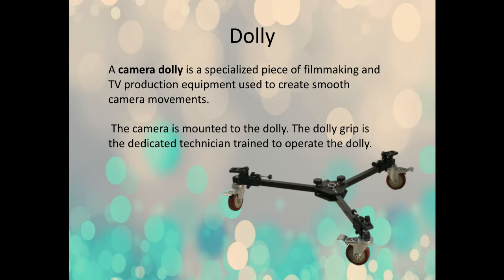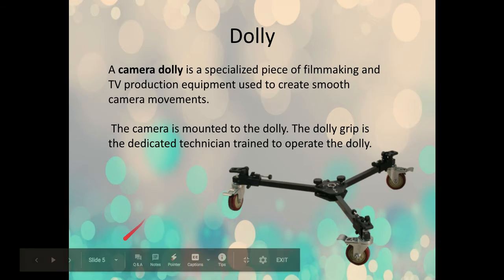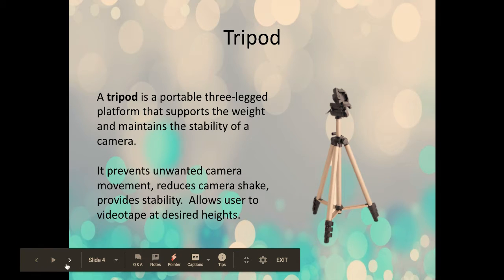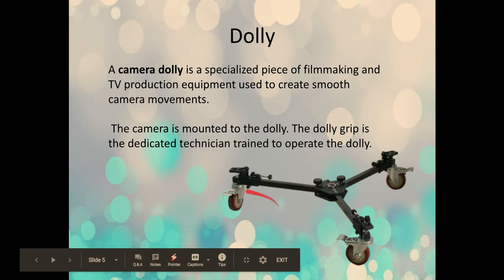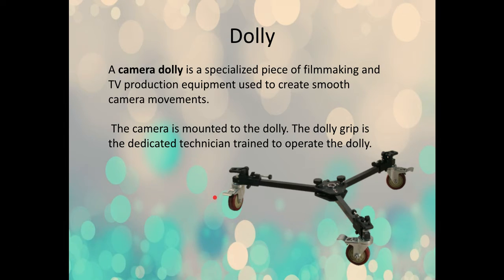A dolly, a camera dolly, that's a specialized piece of equipment. It's used in the filmmaking and TV production industry. And basically, it's used to create smooth camera movements. Now, as you can see, the dolly has three legs, just like the tripod. So, a tripod and a dolly are meant to be used together. And basically, you would mount the tripod to the dolly. And you can see there are wheels down here. The wheels allow for movement of the tripod.